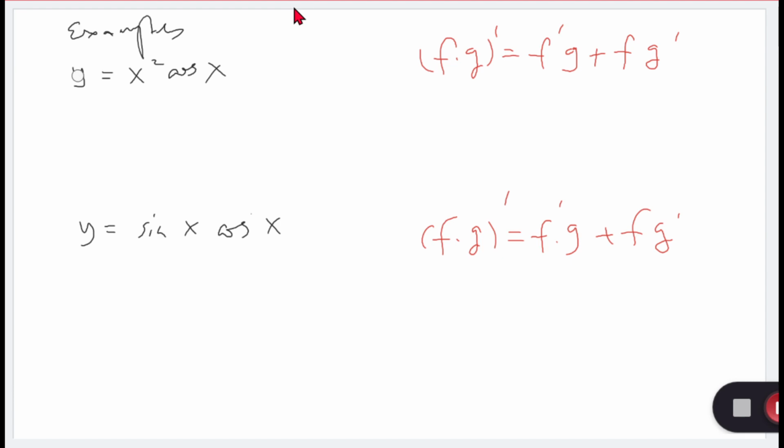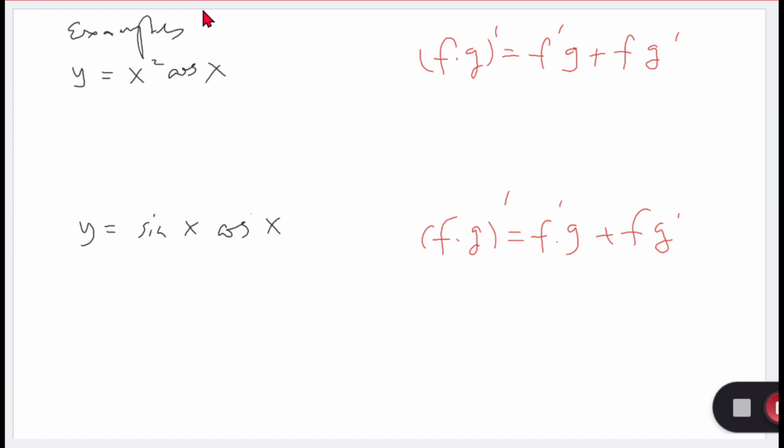All right, so first the function we want to see is x squared times cosine x. And this is a product. As we see, it's a square times a trig. So it is a product. Now, this is a product rule. We are applying product rule to find the derivative.